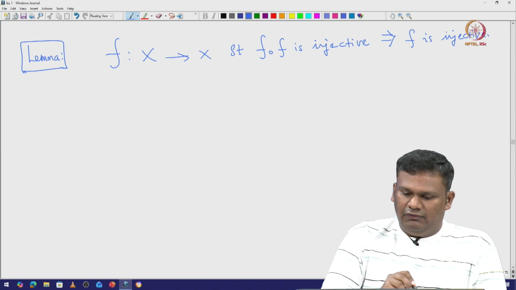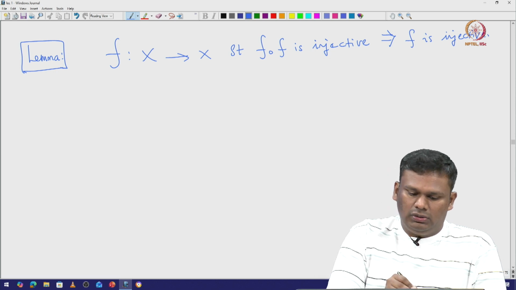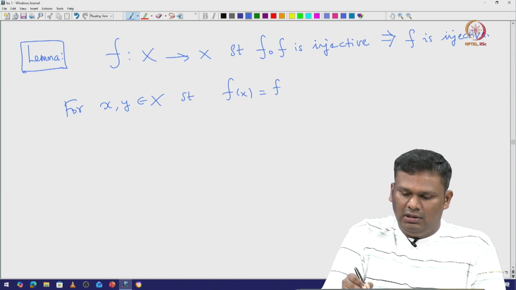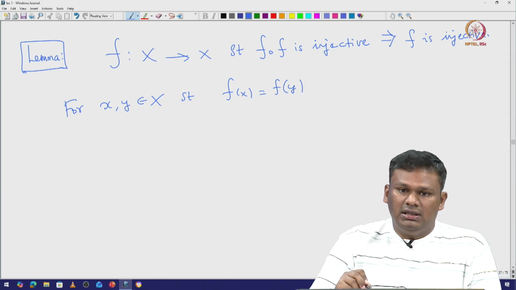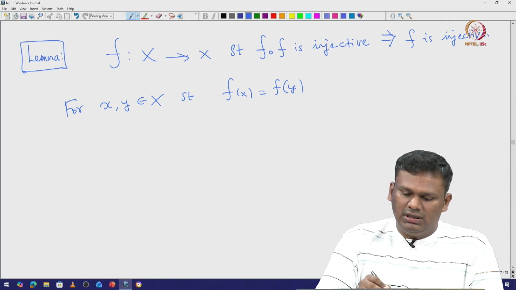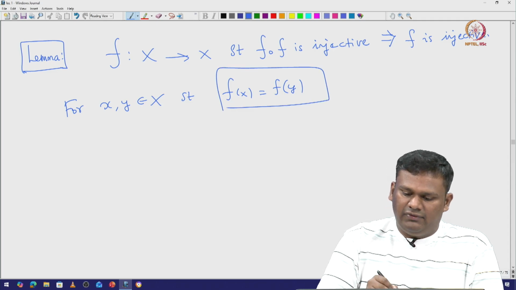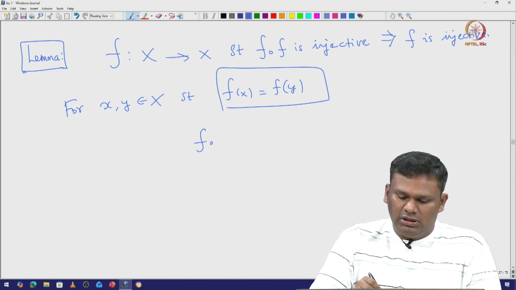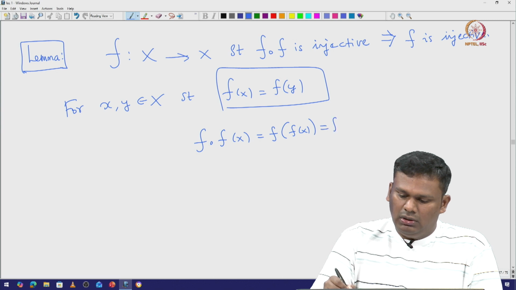Now, how can one prove this? Take two elements x, y in capital X such that their images are the same under f. Now we need to show that the pre-images x and y must be the same. Once f of x is the same as f of y, I can apply f again. Then f composition f of x is f of f of x, which is equal to f of f of y, which is f composition f of y.